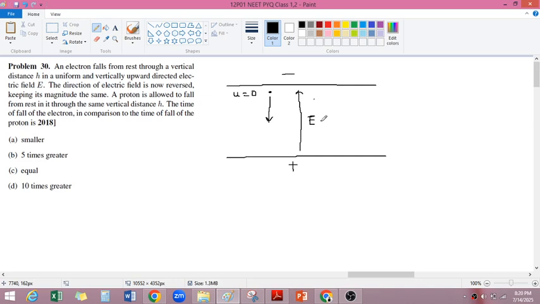The direction of electric field is now reversed. So that means now suddenly you are changing the direction, which means the electric field will be this way, keeping its magnitude same. Proton is allowed to fall. So proton means you have somewhere, let's show a red color here. So proton will fall towards the minus.